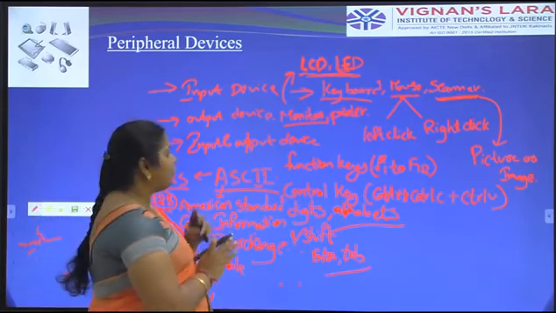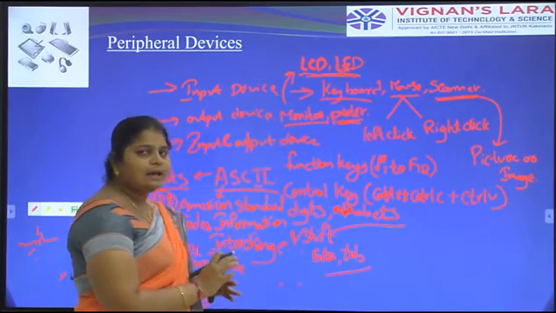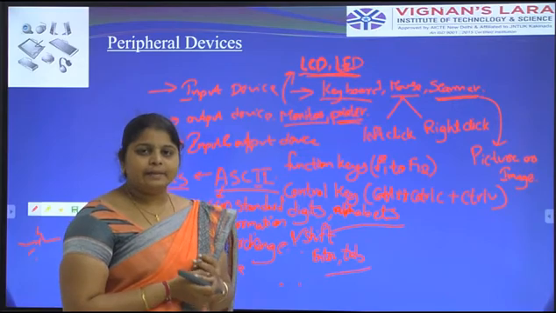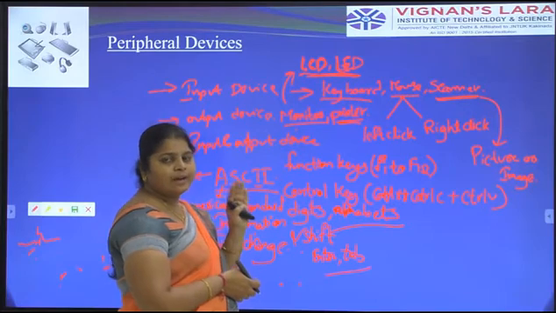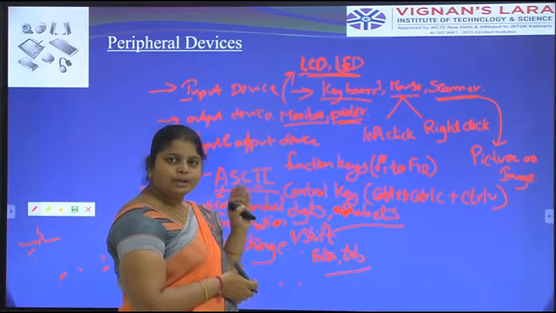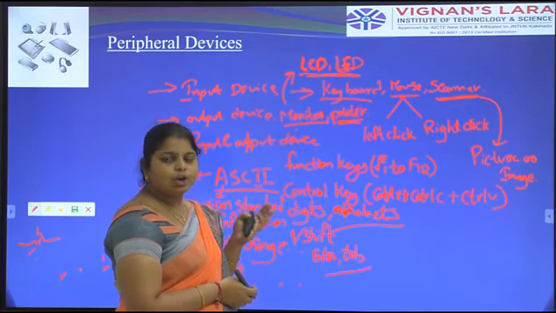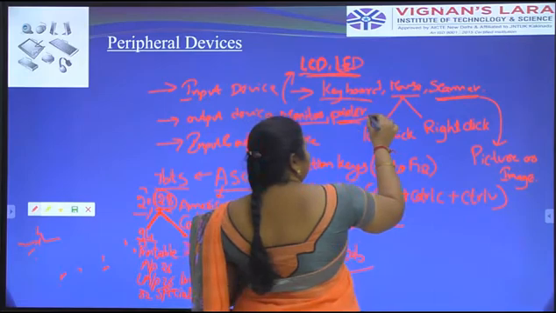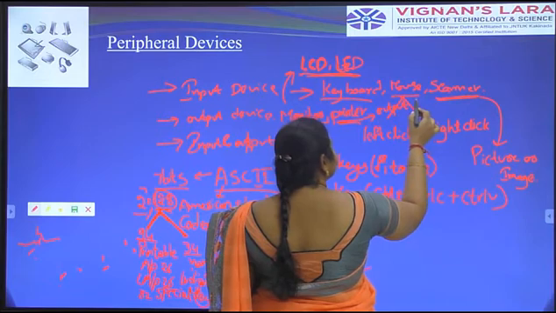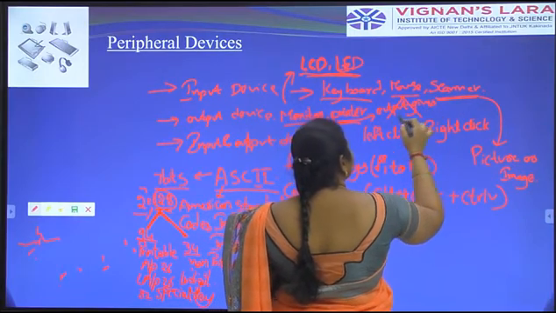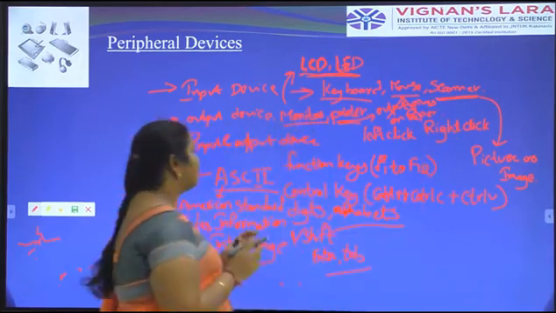Another output device is the printer. The printer can print something on paper. We can only look at the output content on the monitor, while the printer gives the output on paper. Printer output is given on paper.